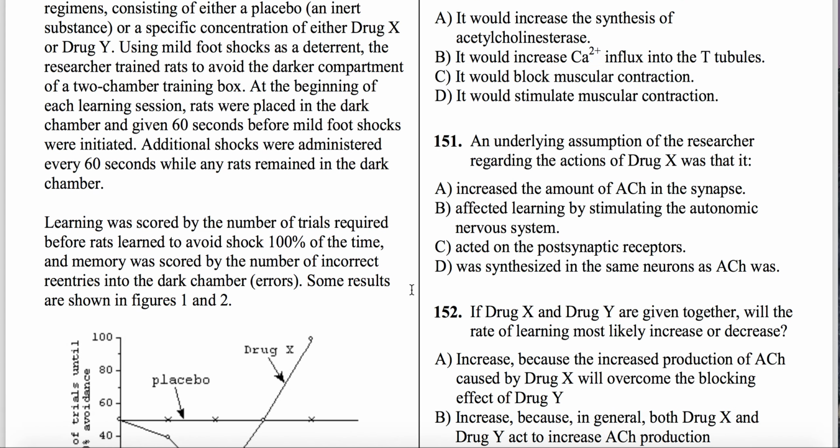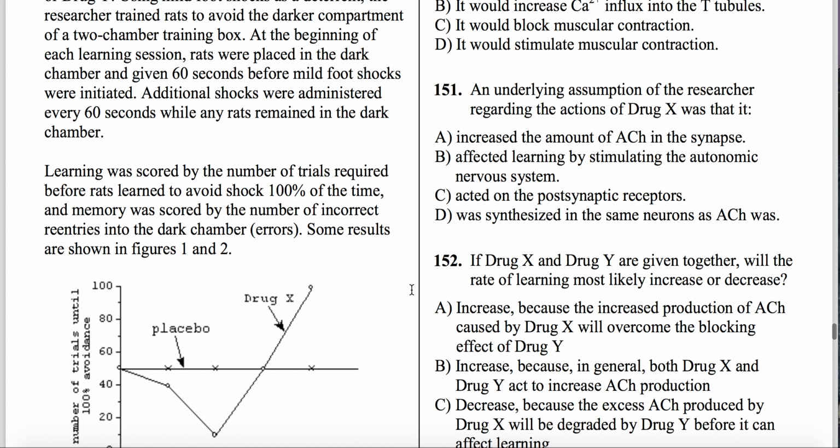An underlying assumption of the researcher regarding the actions of drug X was that it, A, increased the amount of acetylcholine in the synapse, probably. B, affected learning by stimulating the autonomic nervous system. No. That's not an underlying assumption.